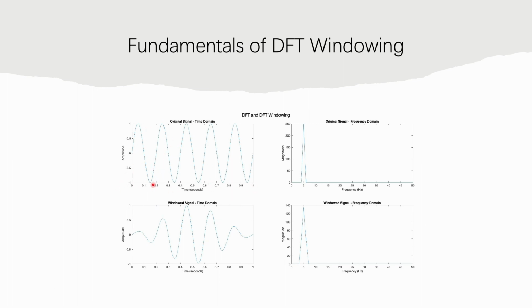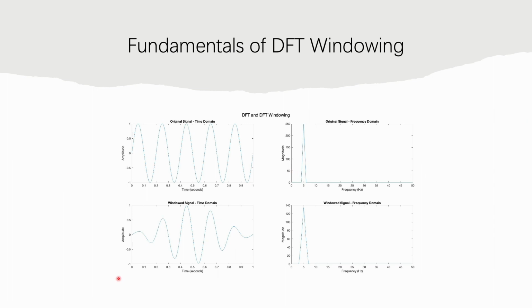This is our test signal, which we will be using to understand the effects of windowing. The second plot is the magnitude spectrum of our original signal after applying the DFT. It reveals a single peak at 5 Hz, which corresponds to the frequency of our sine wave. This is what we expect from a pure frequency in the absence of windowing.